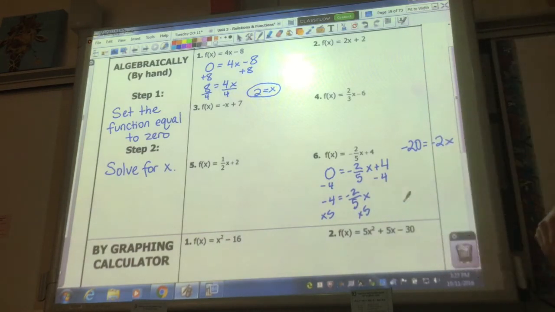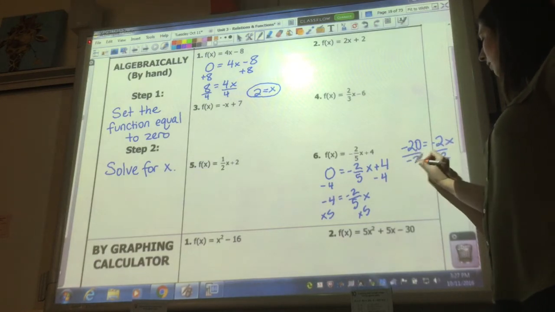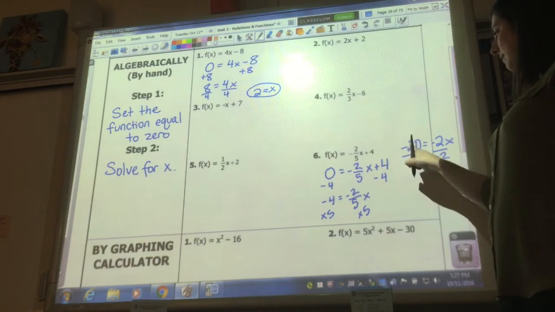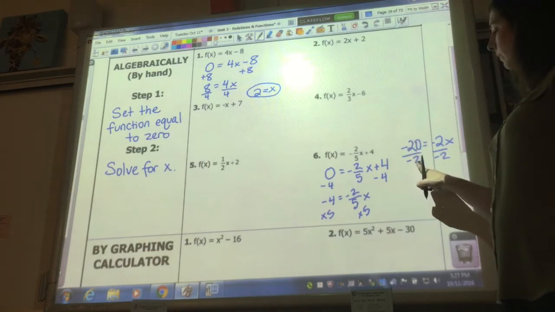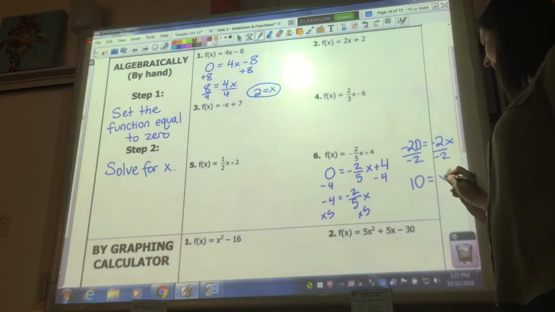So when you see -20 equals -2x, we want to get rid of -2. In order to do that, we have to divide, because right now we're multiplying it by x. So let's go ahead and divide by -2 on both sides. The negatives cancel out, and 20 divided by 2 is 10. So we have 10 equals x.